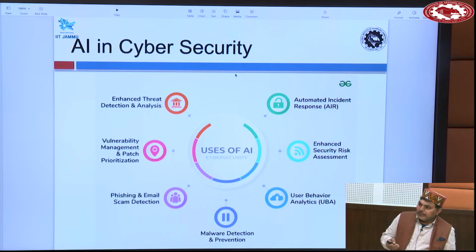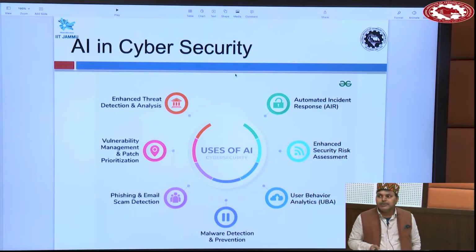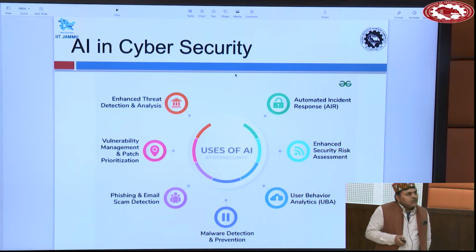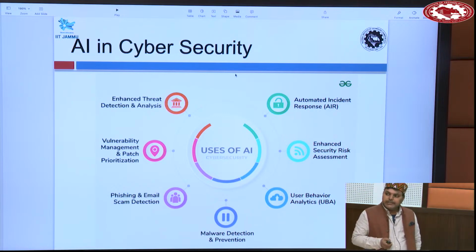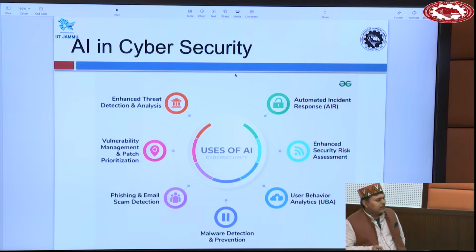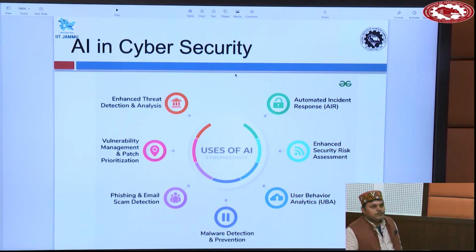Then phishing and email scam detection, vulnerability management and patch prioritization. So this one is very important. So you know the device drivers. Whenever we write a program for device drivers, during that time you can put some malicious code inside that device driver program. Mostly you know that device driver programs are installed on firmware or some layer of the operating system, right?